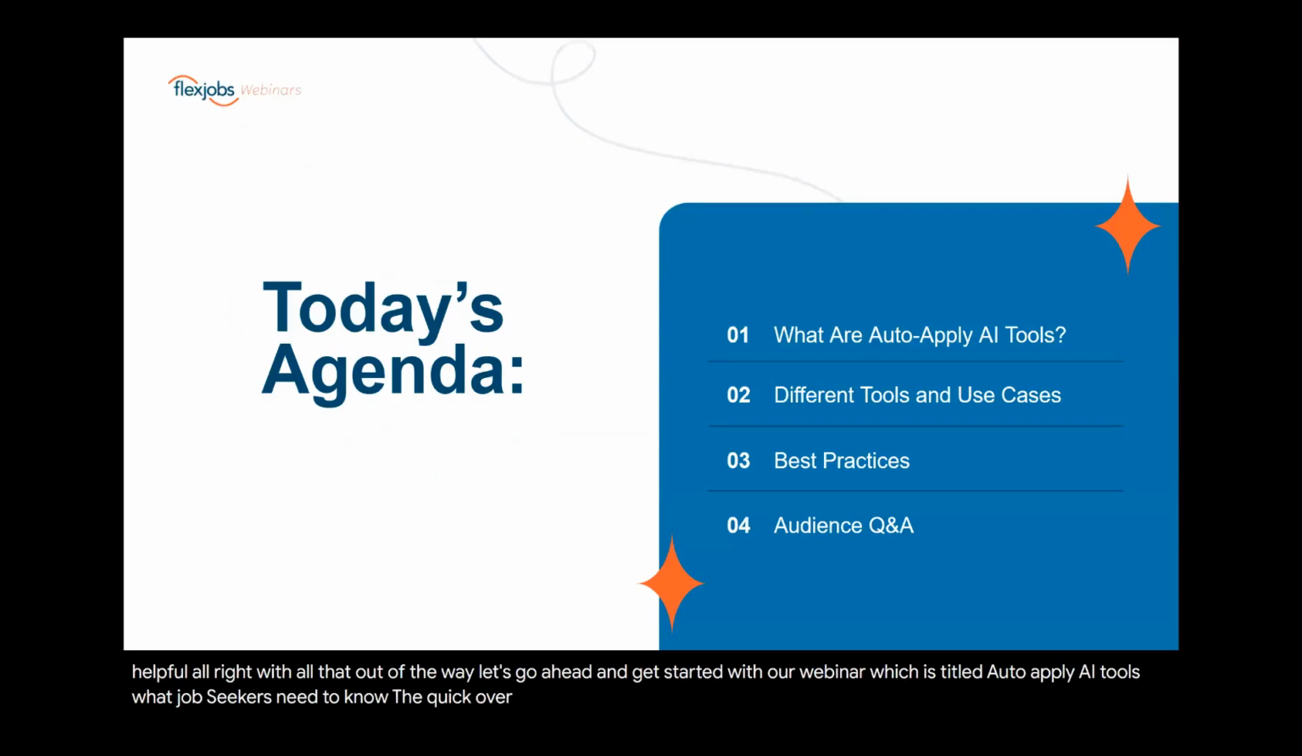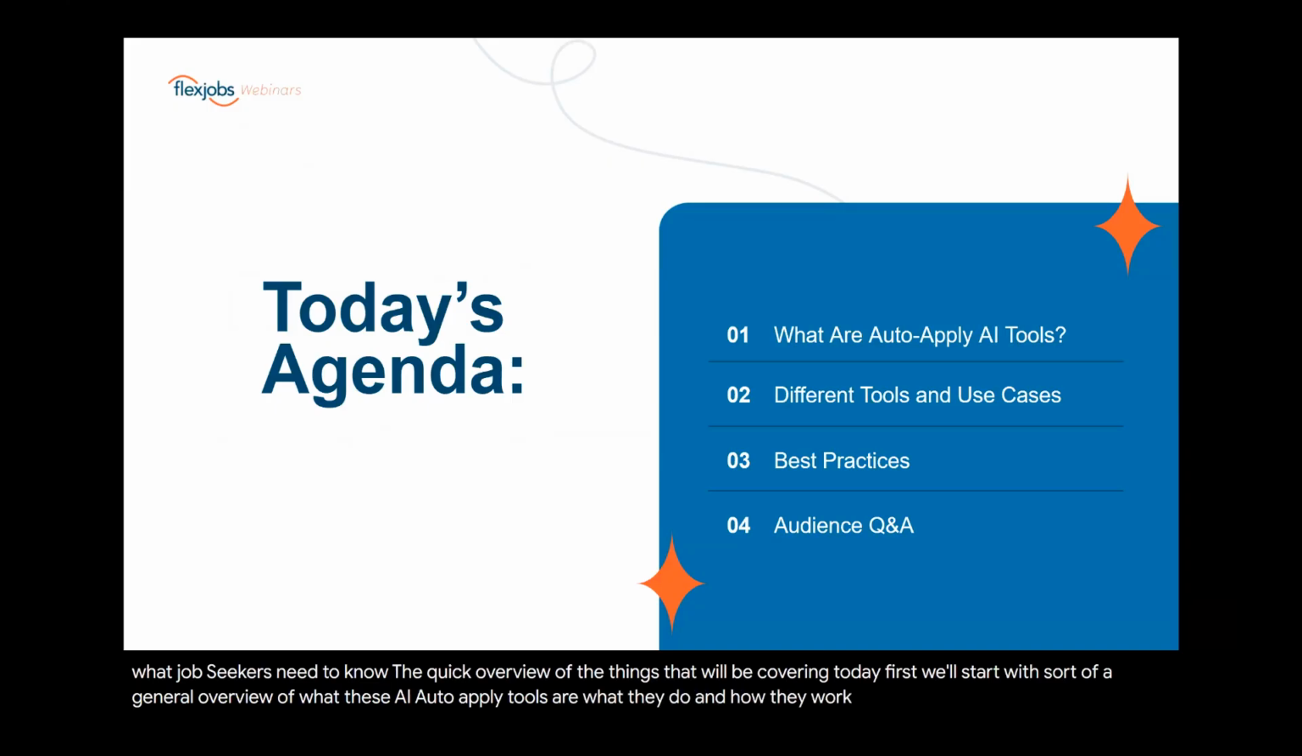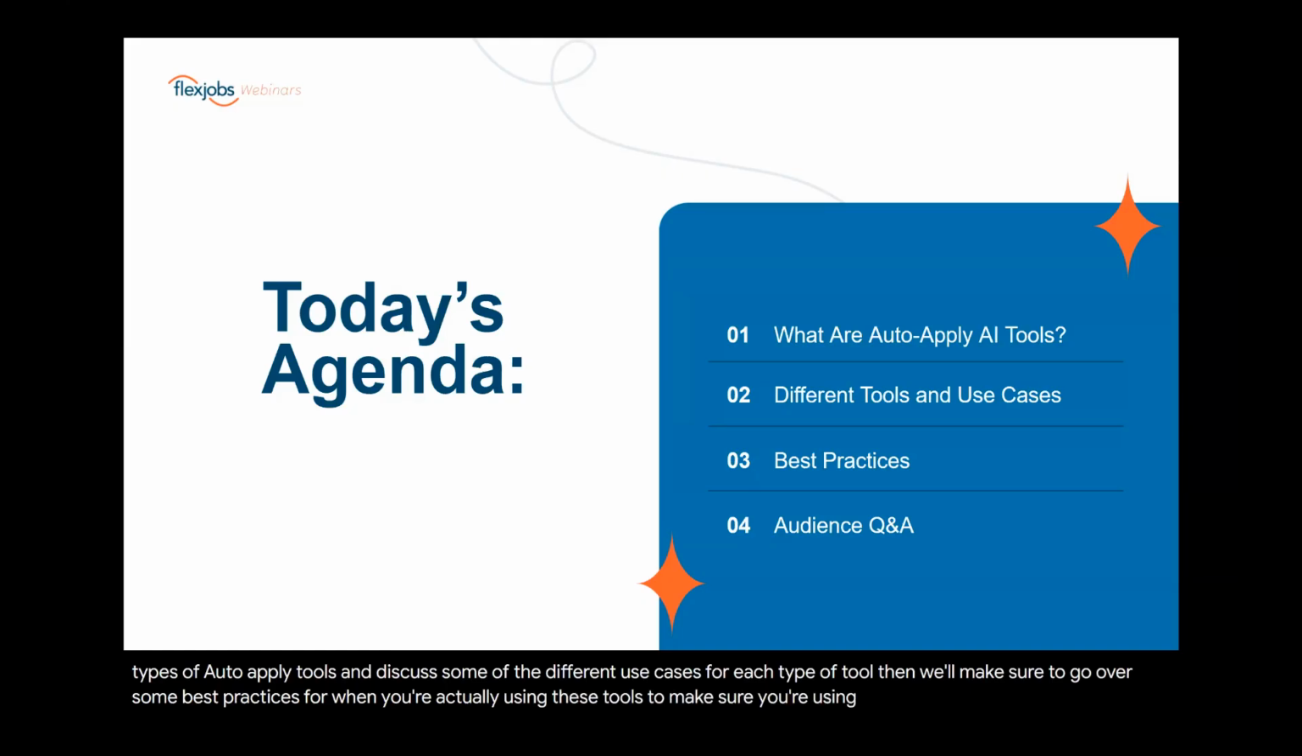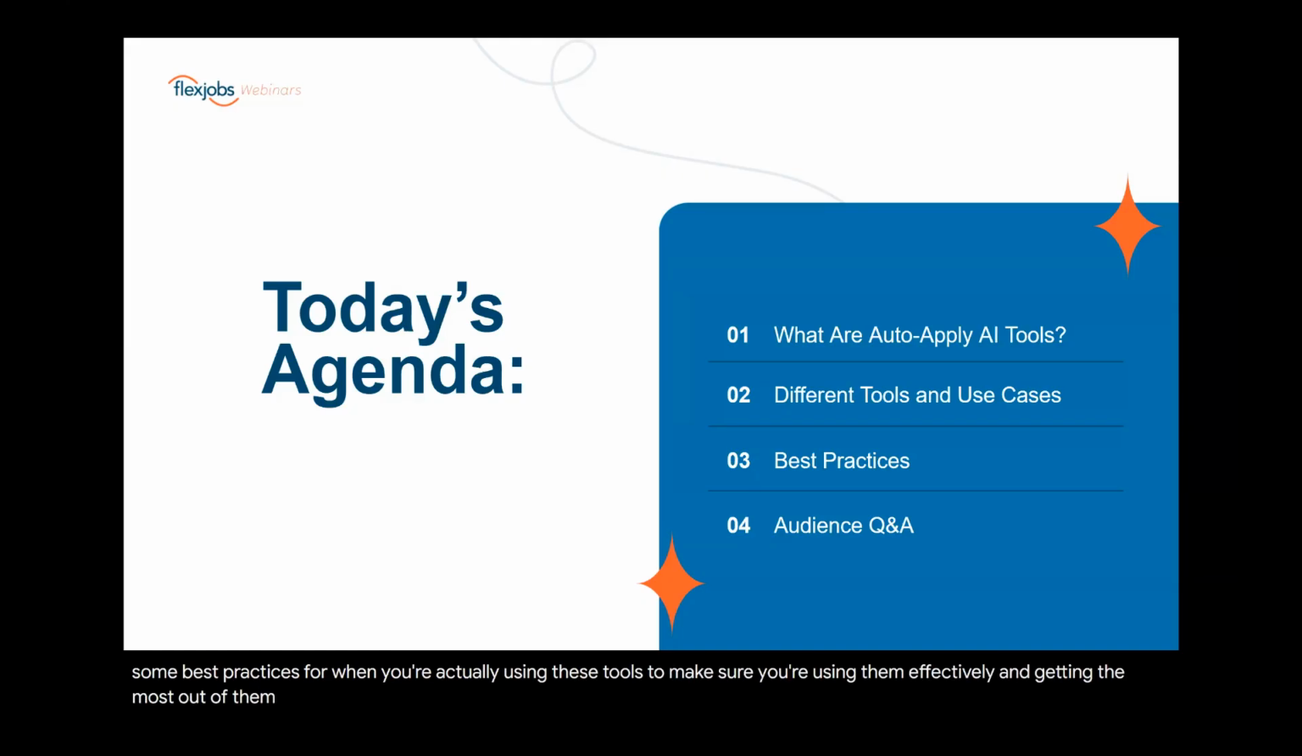Here's a quick overview of the things that we'll be covering today. First, we'll start with a general overview of what these AI auto apply tools are, what they do, and how they work. Next, we'll examine four main categories or types of auto apply tools and discuss some of the different use cases for each type of tool. Then we'll go over some best practices for when you're actually using these tools to make sure you're using them effectively and getting the most out of them. And lastly, we'll finish out our webinar with our live audience Q&A so you all have a chance to ask your questions directly with one of our career experts.